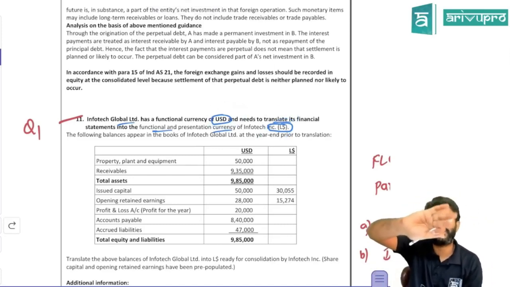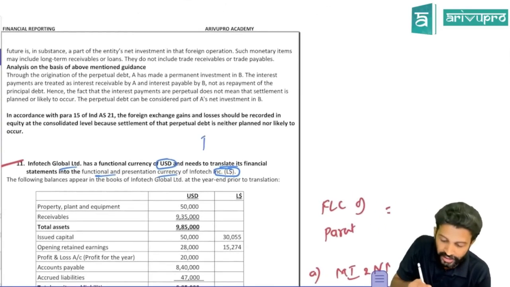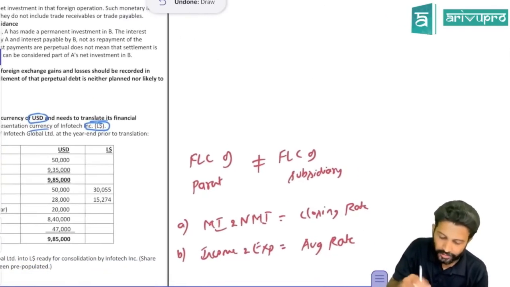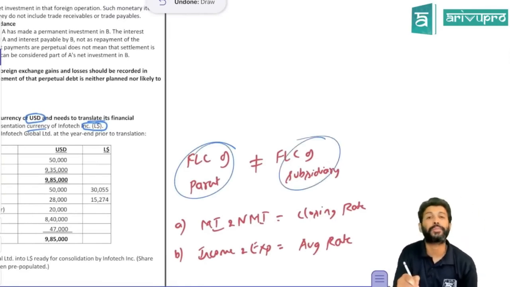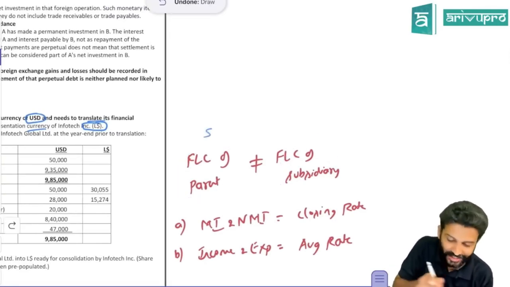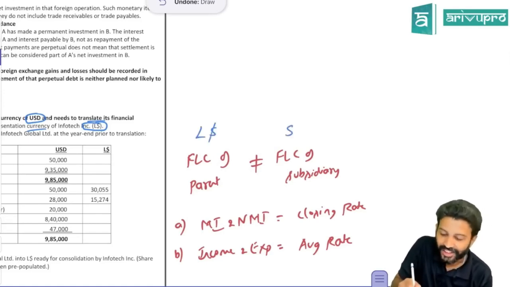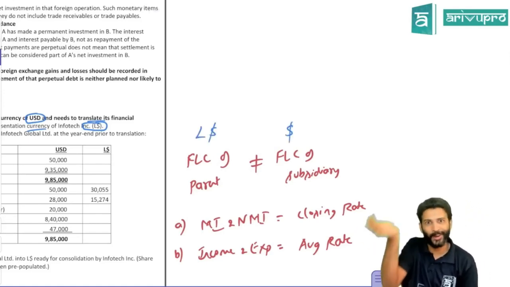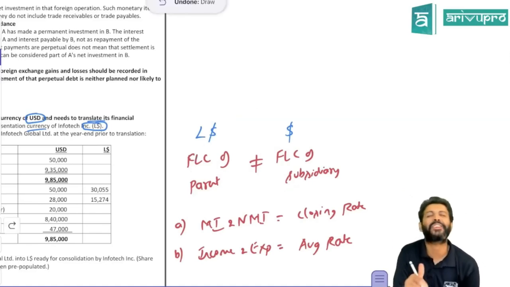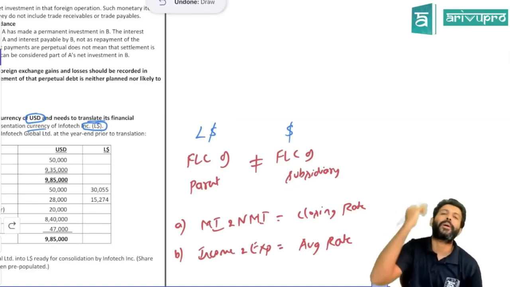So the parent's functional currency is local dollars and the subsidiary's functional currency is US dollars. Is the functional currency of parent and subsidiary the same? No. This is local dollars and this is US dollars. Both are not the same. Is the Singapore dollar and the US dollar the same? No. So here the functional currency of parent and subsidiary is not the same. That means you need to apply the exchange rules.